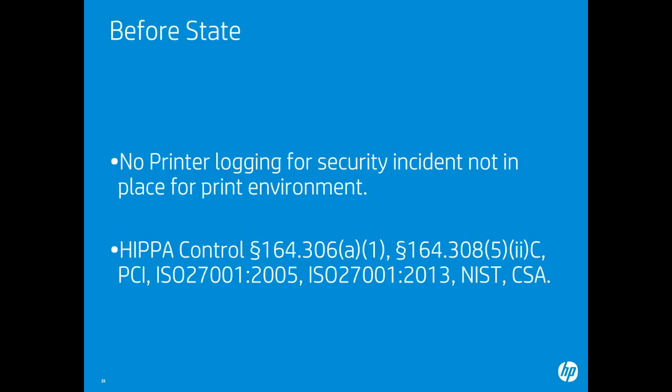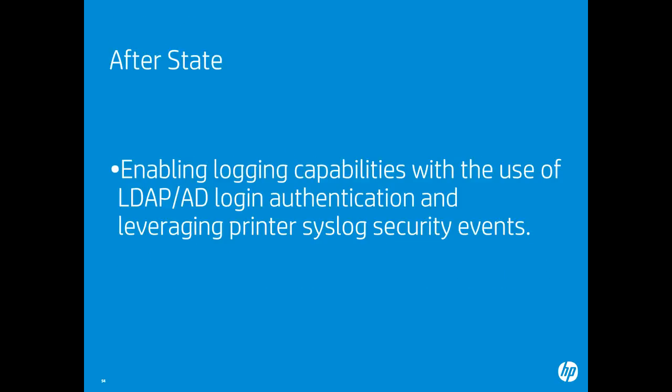The after state is once we've enabled that logging, this gives you that authentication, leveraging the printer security log or syslogs so that you know what's going on in the environment, you know who's doing what in your network, and you don't have vulnerabilities out there.